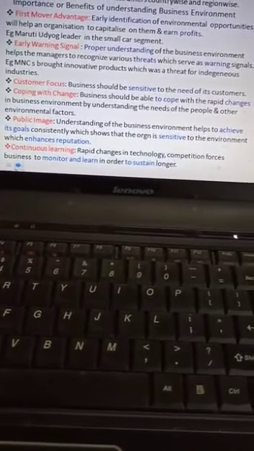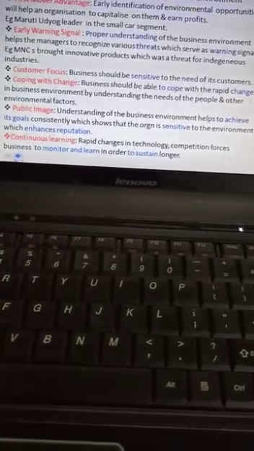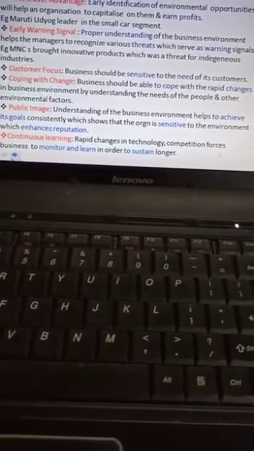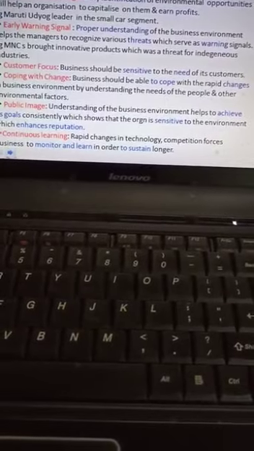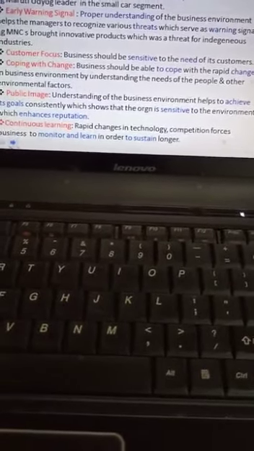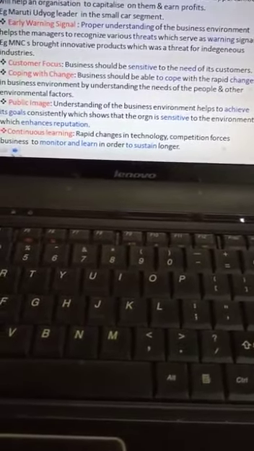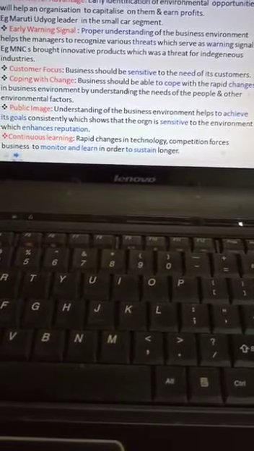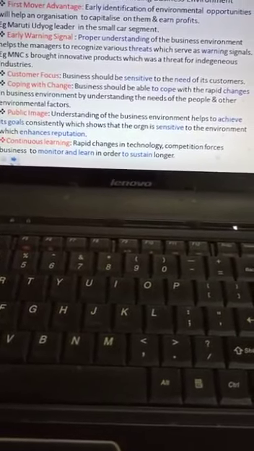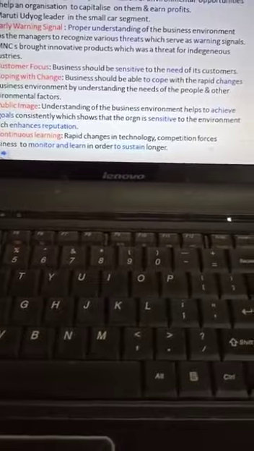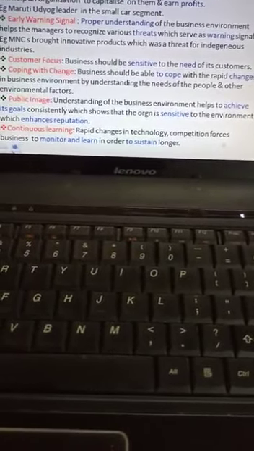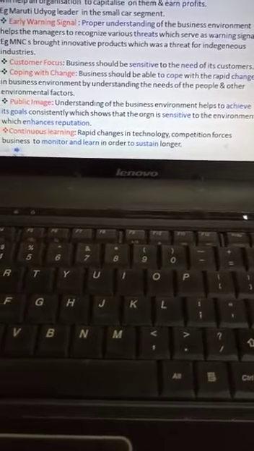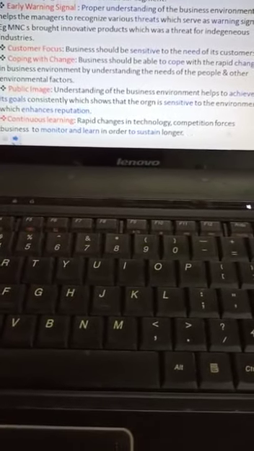Proper understanding of the business environment will help business managers to recognize various threats which serve as warning signals. So if an organization is able to understand the threats that are looming in the environment or that are going to come forth in future, that will act as a warning and they can change their policies accordingly. Number 3, customer focus.